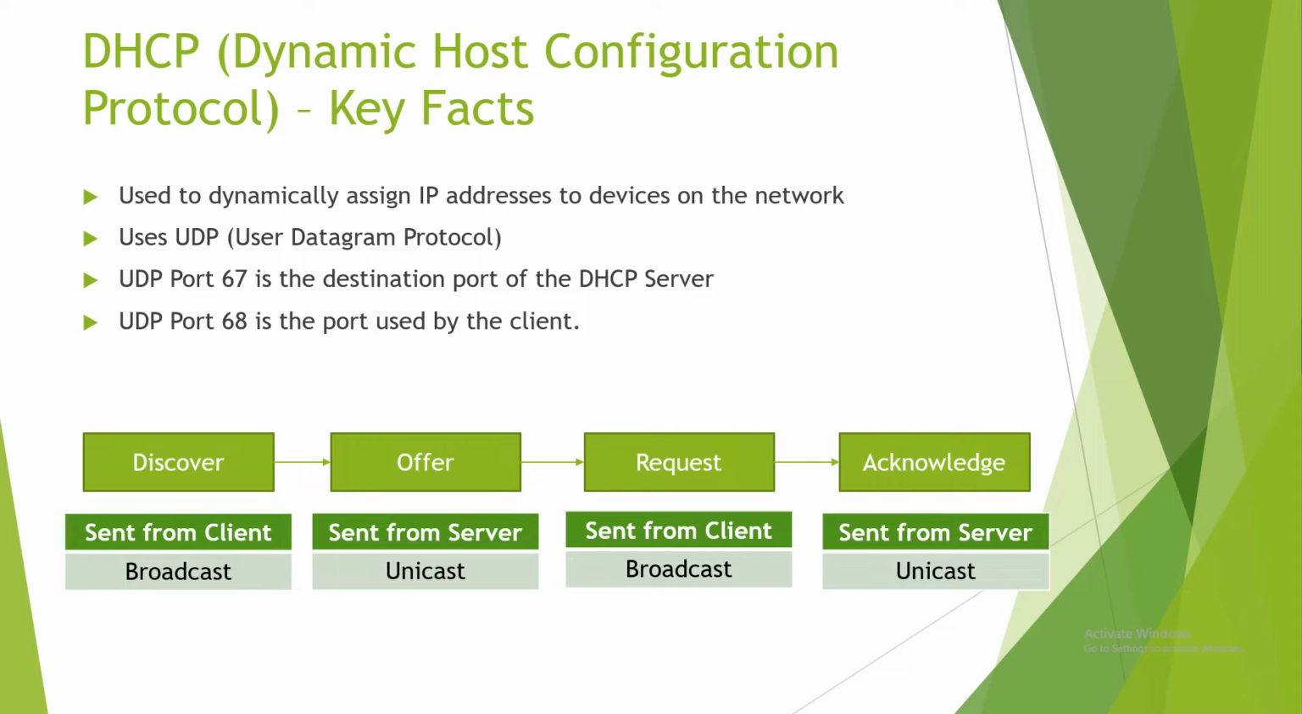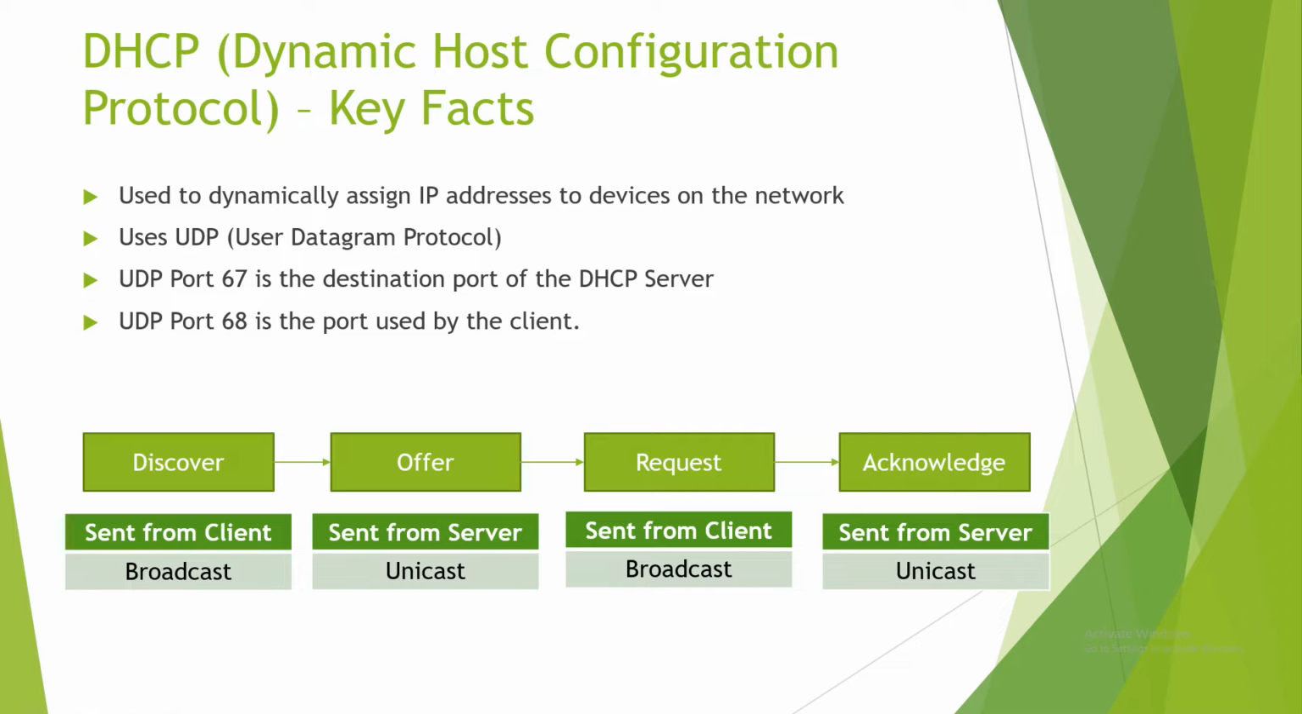The DHCP discover message is sent from the client. It is broadcast in nature, since at this point it does not know if a DHCP server even exists, and the IP address and the MAC address of the DHCP server could be unknown. So this is a broadcast message that is sent from the client to the network to see if there are any DHCP servers that are willing to lend it an IP address.